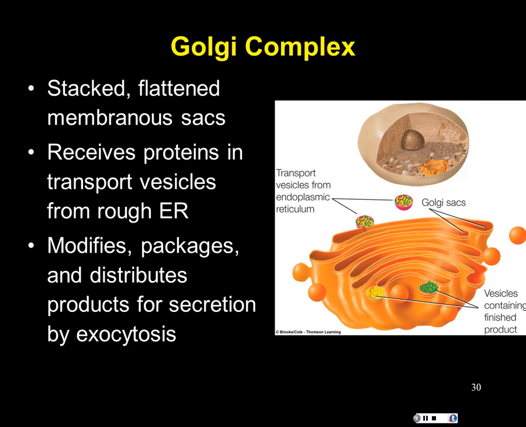Alright, so the rough ER works with the Golgi complex. It does make other organelles like lysosomes. You can add in there, comma, peroxisomes. Makes lysosomes and peroxisomes. Because what we're going to learn in just a moment, our lysosomes and our peroxisomes are just basically vesicles with enzymes or proteins inside of them. They'll eventually release their contents out of the cell.